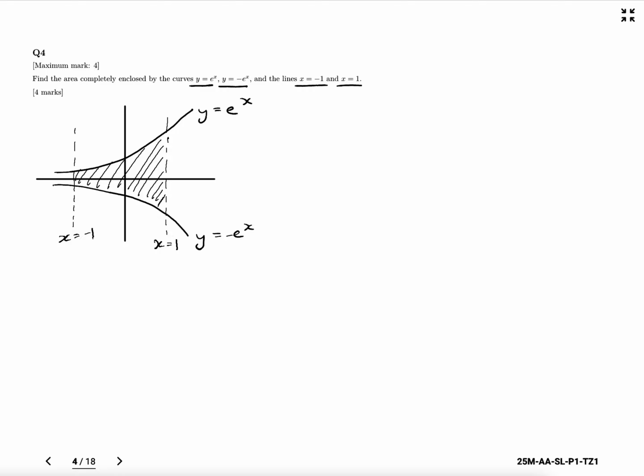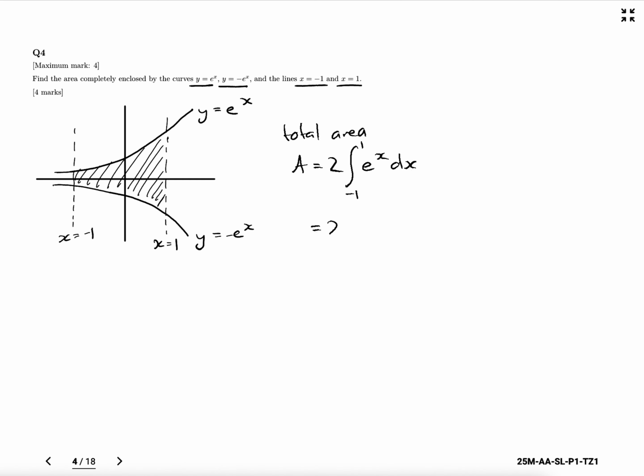And you should be able to see from this that by symmetry, this area is the same area between y equals e to the power of x and the x-axis as it is from y equals -e to the power of x and the x-axis. Just that this would be a negative area when we integrate it, and this will be a positive one. So what we want to do is to just say that the total area is equal to double the integral of e to the power of x dx from -1 to 1.